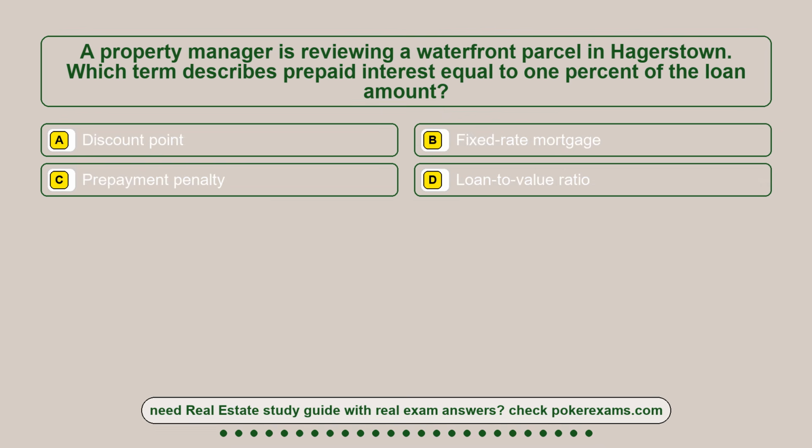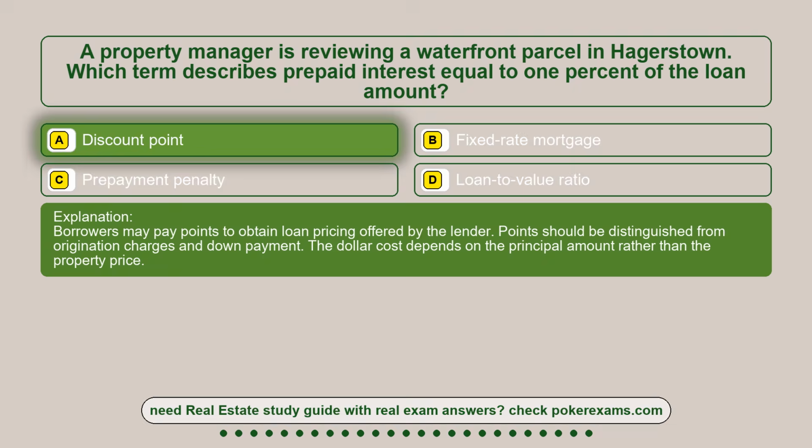Question 8. A property manager is reviewing a waterfront parcel in Hagerstown. Which term describes prepaid interest equal to 1% of the loan amount? Option A, discount point. Option B, fixed rate mortgage. Option C, prepayment penalty. Option D, loan-to-value ratio. The correct answer is option A, discount point.